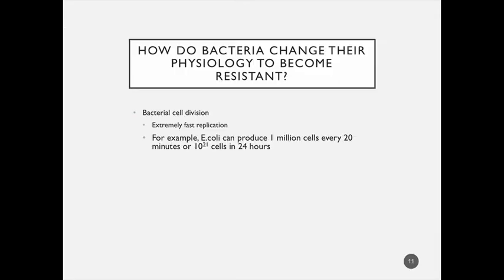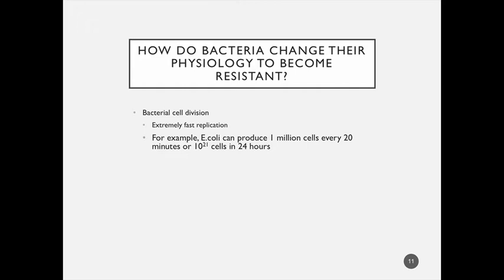So it's kind of scary. Well, I think it's really scary. But we kind of want to think about, how is it that bacteria can change their physiology to become resistant? What the heck is going on here? And really what it all boils down to is the nature of bacterial cell division. If you remember, bacteria divide via a process called binary fission, which is extremely fast. They replicate like crazy. I put an example there just so we can get a feel for this.